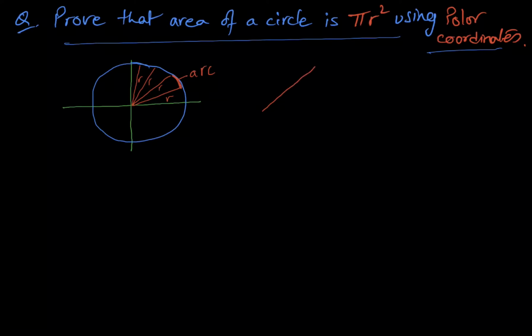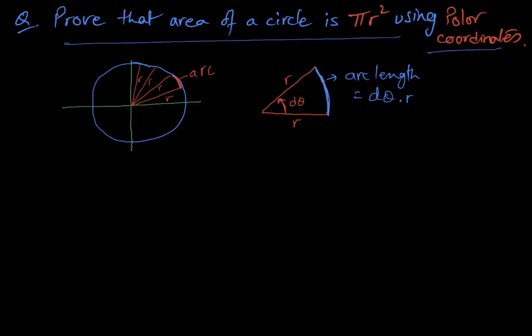So here is my sector with radius r, and the angle here is d theta. And as I mentioned earlier, these sectors are very small, so this arc is almost a straight line. We can use the rule to work out arc length, which is equal to angle multiplied by the radius, so which is d theta multiplied by radius.